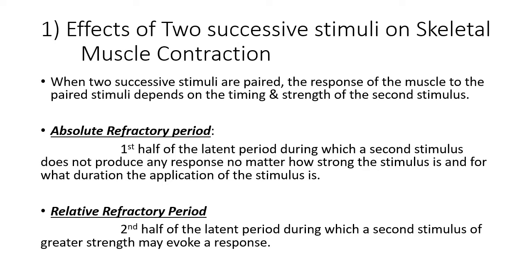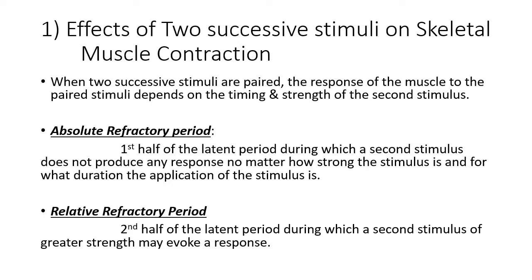So the first one is the effects of two successive stimuli on skeletal muscle contraction. When two successive stimuli are paired, the response of the muscle to the paired stimuli depends on the timing and strength of the second stimulus. In other words, a second successive stimulus either has no effect or can produce varying effects depending on the strength of the stimulus and the temporal point at which it is applied in relation to the effect of the first stimulus. Before going further, we need to understand a few terms.